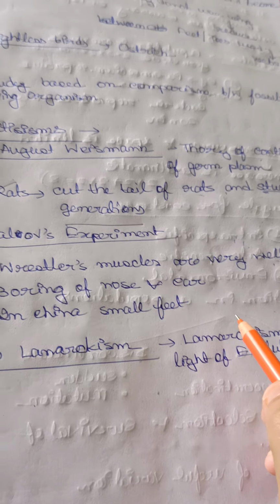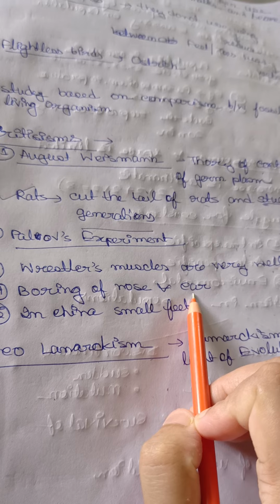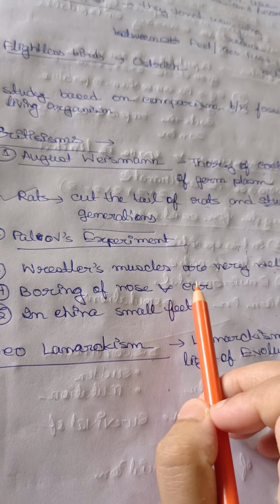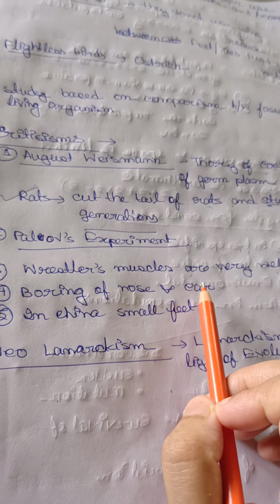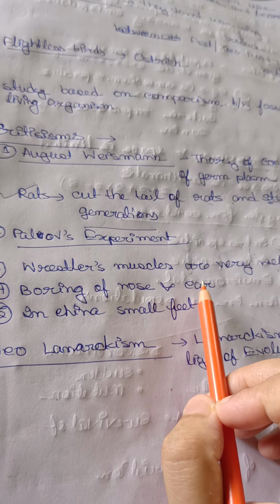Piercing of the nose or ear: when we pierce our nose or ear, we know this is not an acquired characteristic. When we give birth to offspring, the piercing is not there from the start, right?